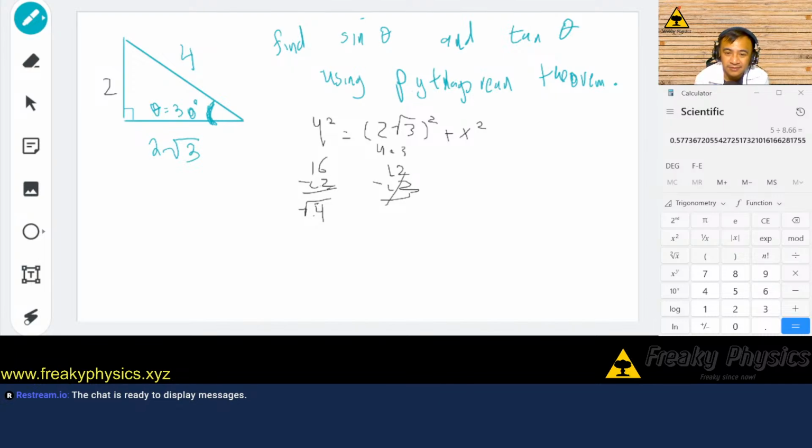2, correct. Right. So what's sine theta and tangent theta? And cosine theta for that matter. I'll add that. Sine theta, cosine theta, and tangent theta. 2 over 4. Yeah. 1/2.